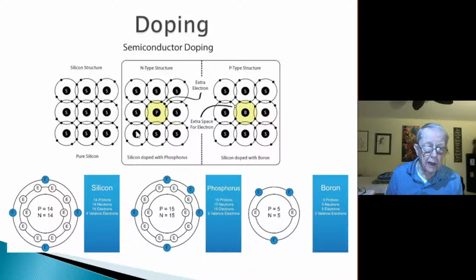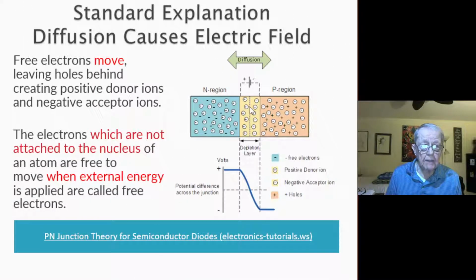This has got an extra electron making it negative. This has a missing electron making it positive. So the standard explanation of diffusion, it's diffusion that causes an electric field in this diode. Here's the N region and the P region, and free electrons move, leaving holes behind, creating positive donor ions. Positive donor ions, a circle with a plus, and negative acceptor ions, that's a circle with a minus.